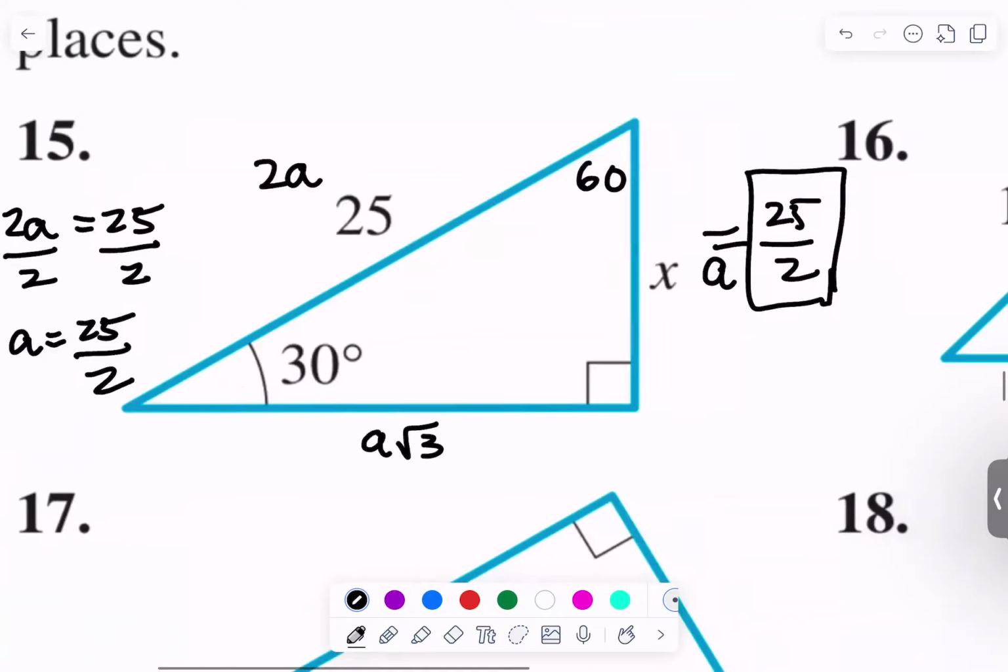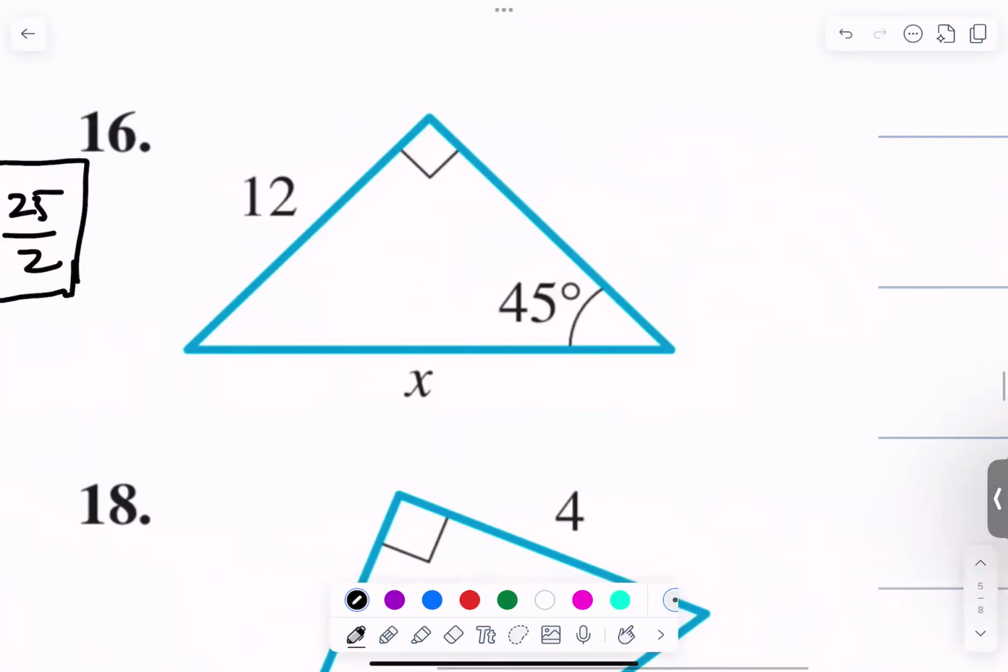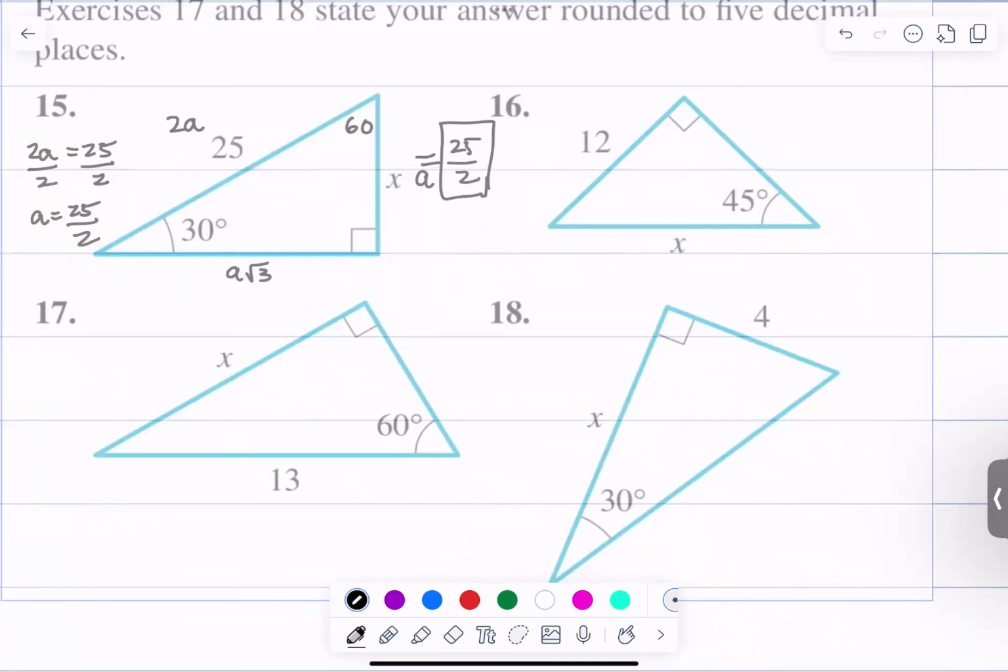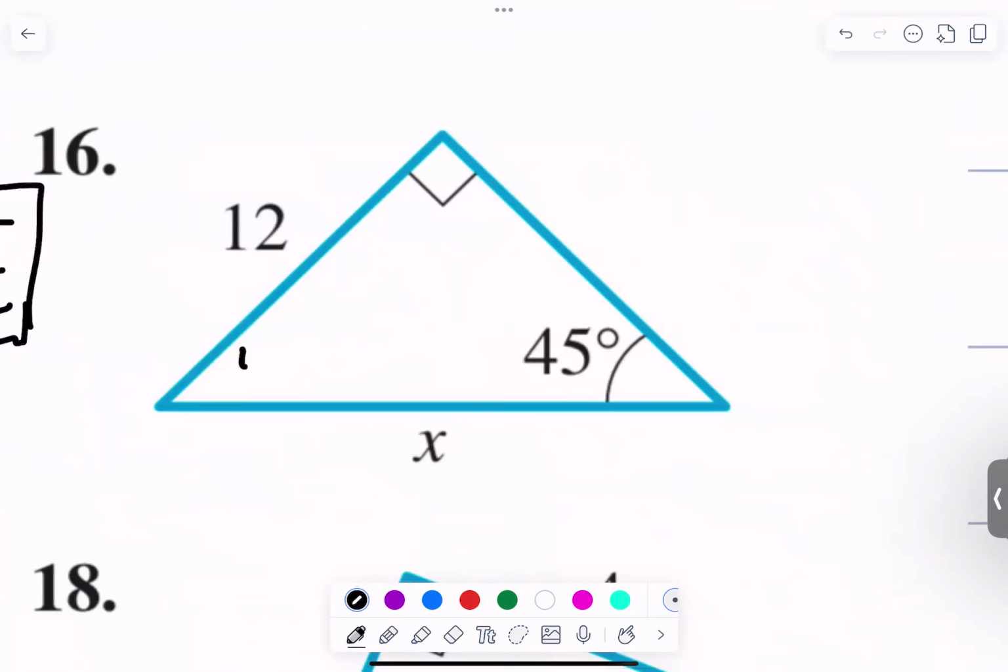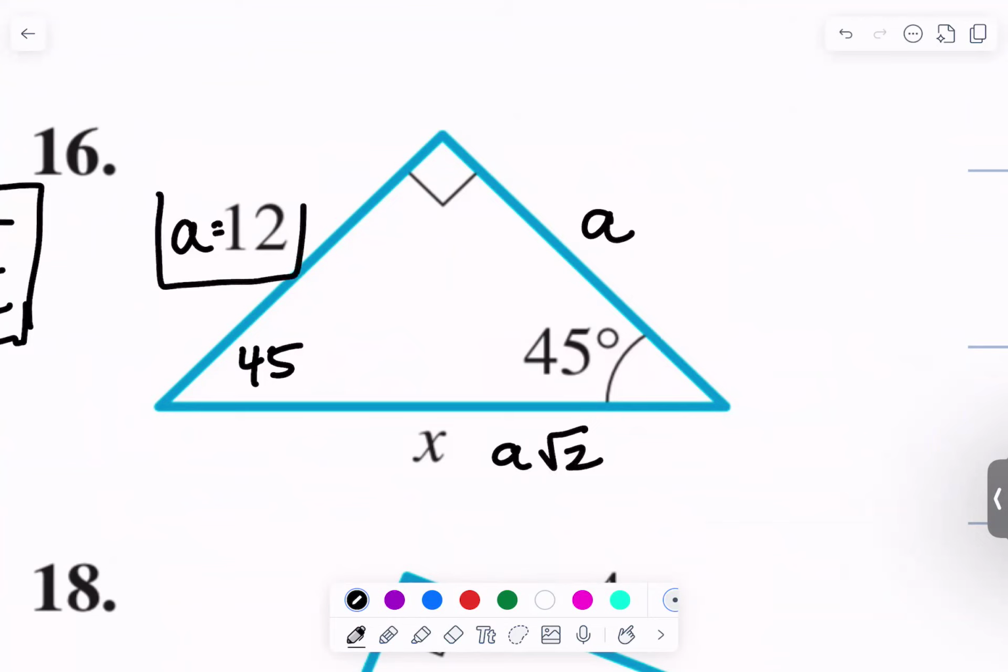Cool. Number 16, we have a 45-45-90. If that's 45, then this is also 45. So this is A, this is A, and this is A square root of 2. You already have your A value of 12, so I know that this side is 12, and this side is going to be 12 square root of 2. We're done.